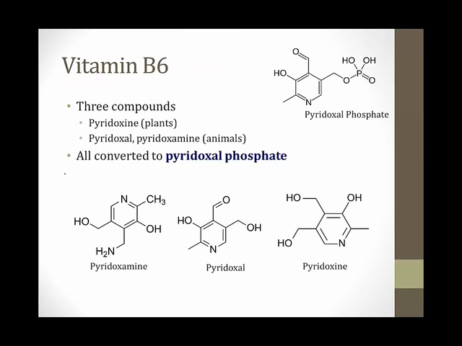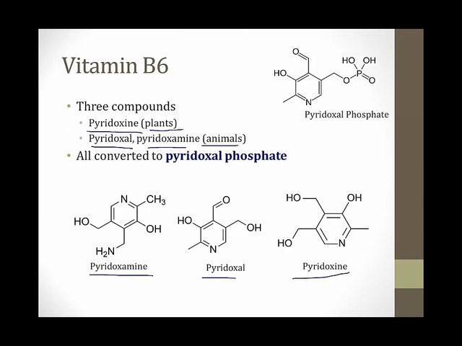There are three compounds that are collectively referred to as vitamin B6. The first one is pyridoxine, which you can find in plants. The other two are pyridoxal and pyridoxamine, which you can find in animals and meat products. This is the structure of pyridoxamine, pyridoxal, and pyridoxine on the screen here.